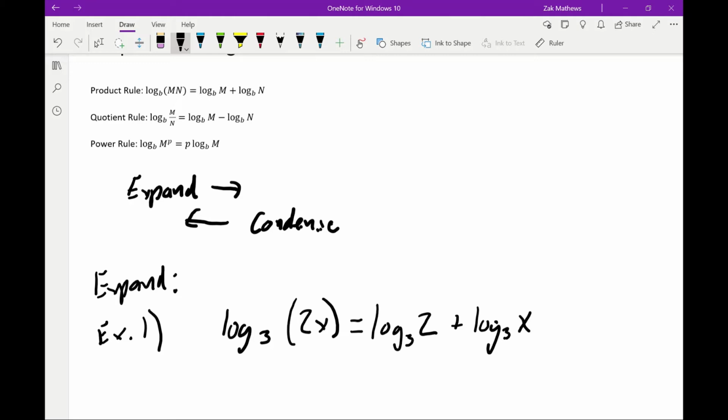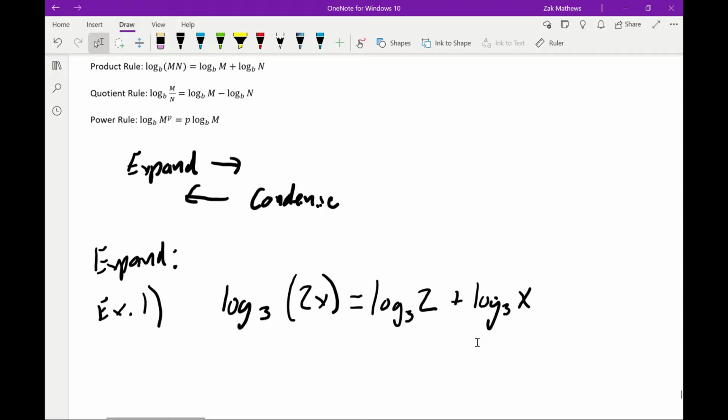A lot of times when we see a number sitting next to a variable, we get used to just reading that as 2x and thinking it's all attached. And it is attached, but it's attached through multiplication. So we have to remember we can take those expressions and break them apart using our product rule.